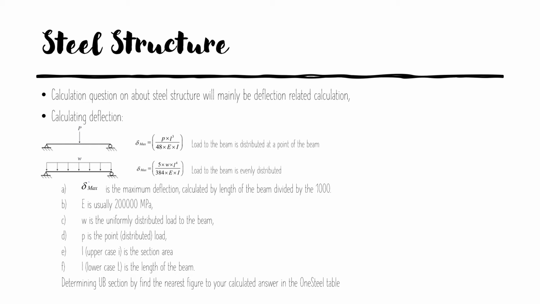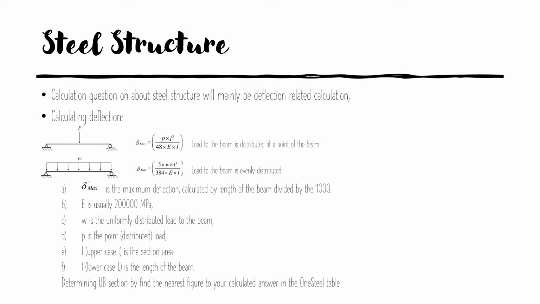Moving on, I will now explain what the symbols in those formulas mean. First off, we have the symbol of maximum deflection, which is calculated by the length of the beam divided by 1000. The unit for this is millimeters. Next up, the uppercase E is usually 200,000 megapascals. This number is usually set or you will be provided with it in your question.